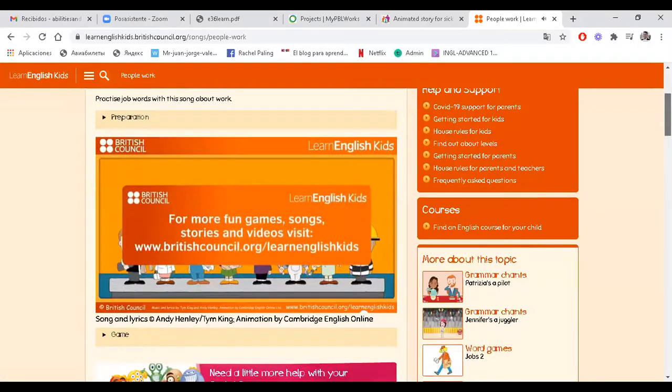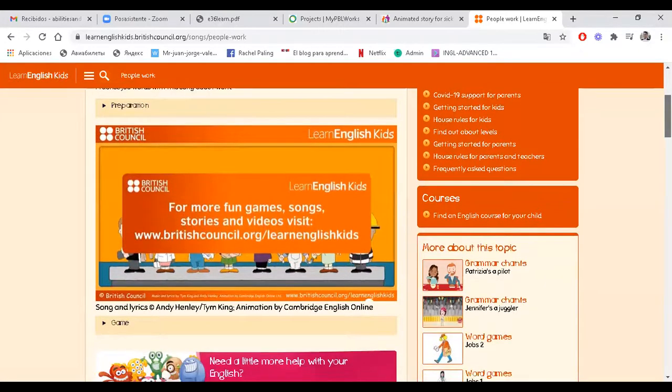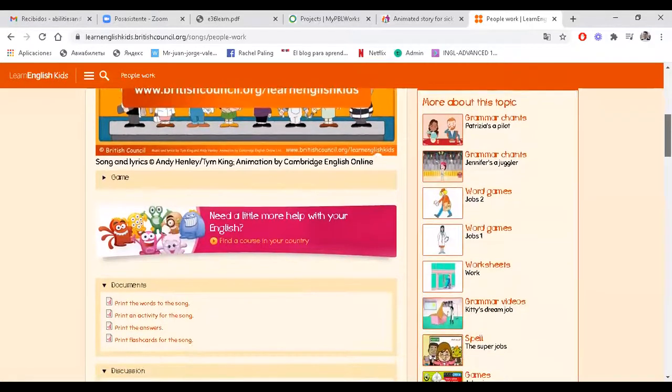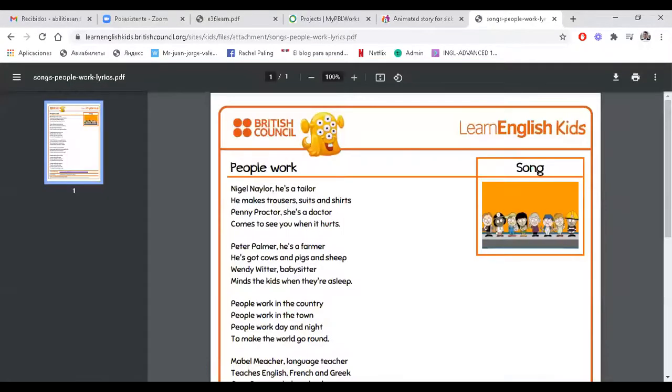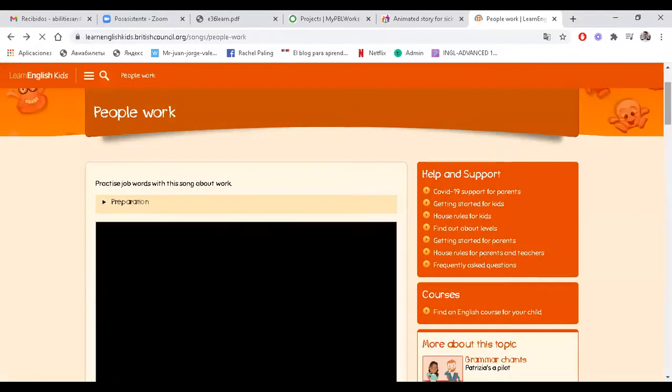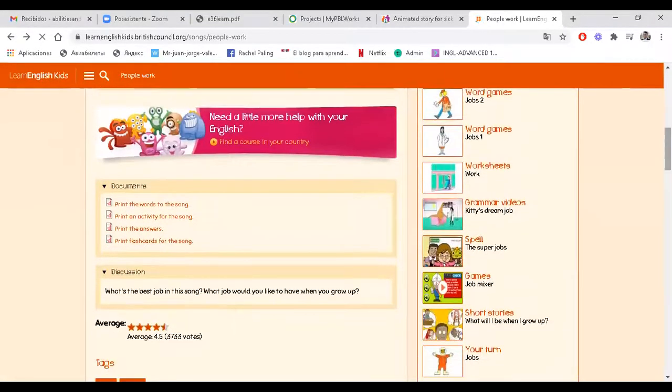Great. Here at Learn English Kids, which is a British Council website, you can find songs, but also you can print the words to the song. If you click here, you can print the lyrics, right? And there are also learning activities for checking comprehension, for revising grammar and vocabulary.